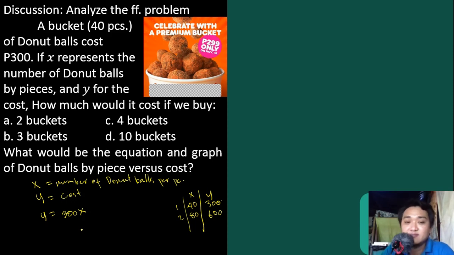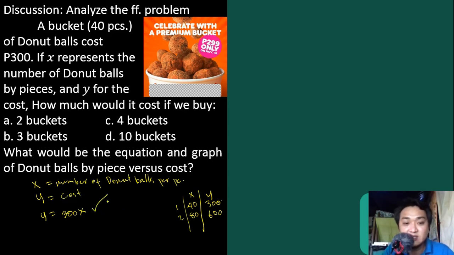Paano kung per unit? So ang gagawin natin, i-divide natin yung 300 by 40 para malaman natin kung magkano yung presyo bawat donut balls, per piece. So all we have to do is to divide 300 divided by 40. So that will be 7.5.